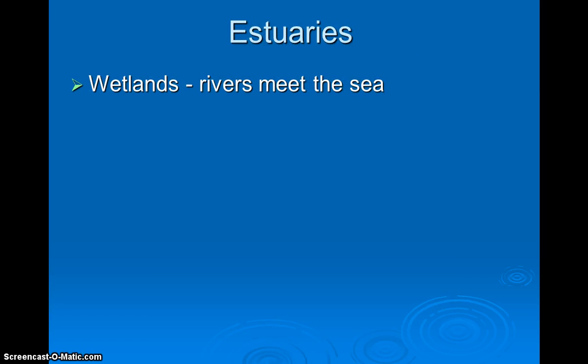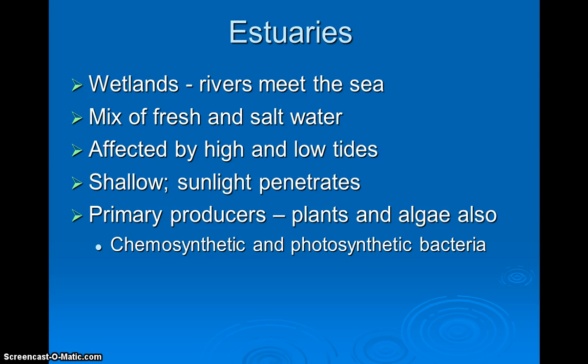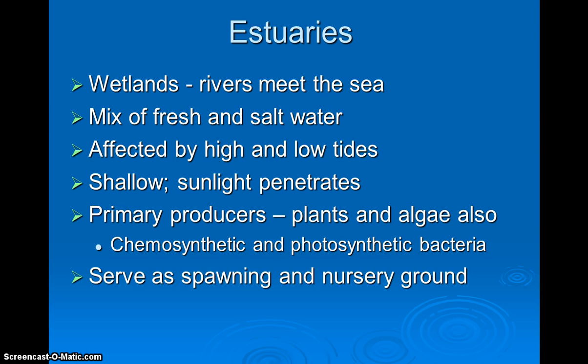Estuaries. Estuaries are wetlands where rivers meet the sea. It's a mixture of freshwater and saltwater. It's affected by high and low tides. It's shallow, so sunlight penetrates. The primary producers are plants and algae, and also chemosynthetic and photosynthetic bacteria are there. Estuaries serve as spawning and nursery ground.